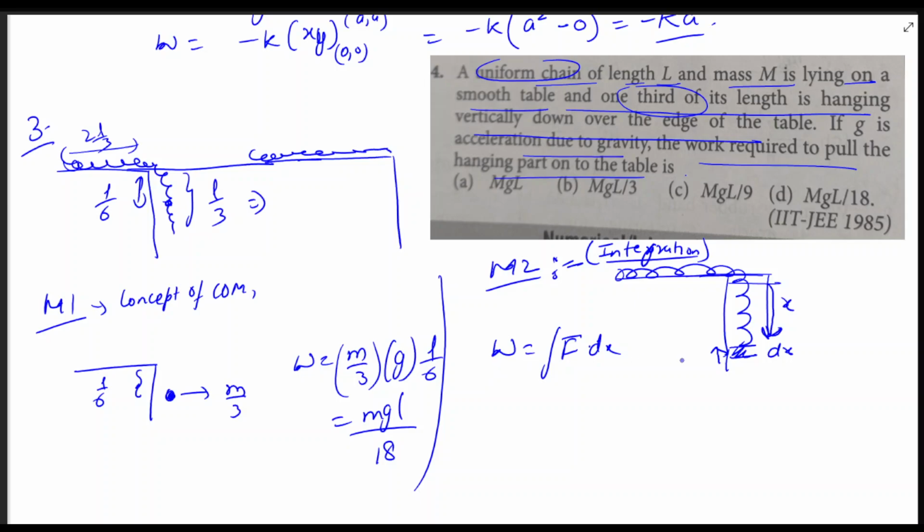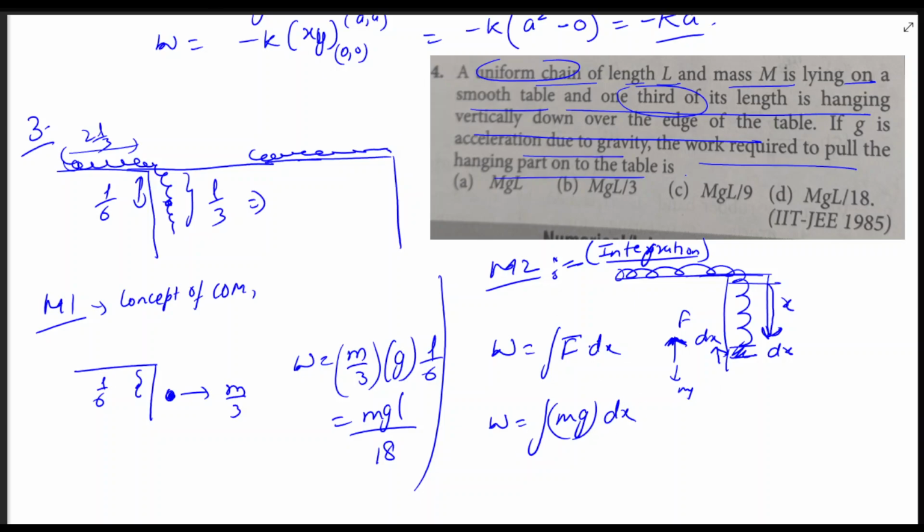Look, the work done by gravity will be negative, and the work done by me will be positive. I'm moving it upward, and I'm applying the force upward. So mg will be downward and F will be equal to mg. So we will have mg into dx, right? Perfect.